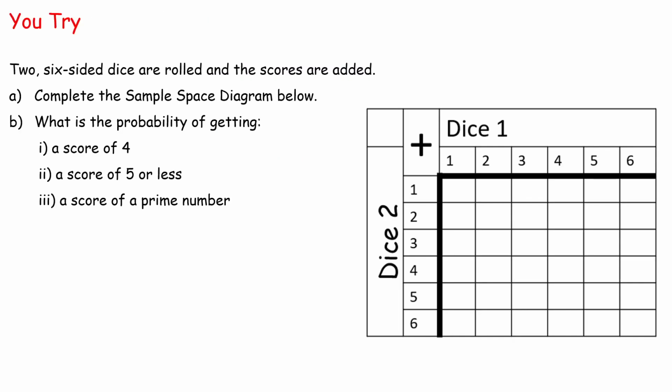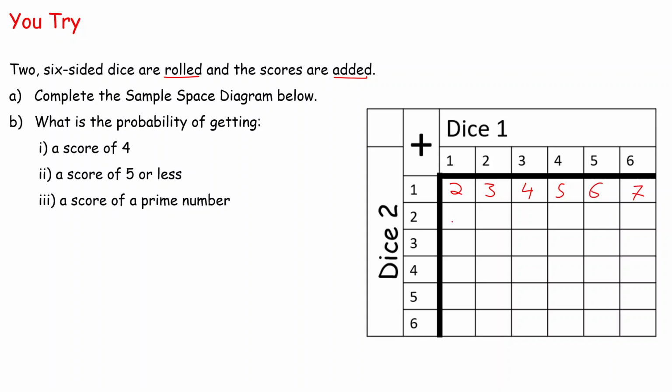So you can try this one, or you can work through it with me. It says two 6-sided dice are rolled and the scores are added. So you've got dice 1 and dice 2, and then they add the scores together. Complete the sample space diagram in part A below. So part A is just saying if you get a 1 and a 1 and you add the scores, it's going to be 2. If you get a 1 and a 2, it's going to be 3. If you get a 1 and a 3, add them together, you get these scores here.